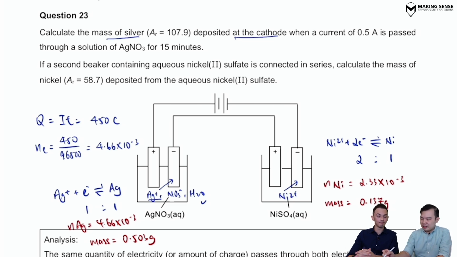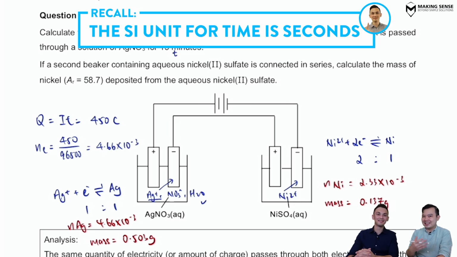Now, the question gives me my current I, as well as the time, which I have to be a bit more cautious about because the unit seems to be wrong. What's the unit again, Mr. William? Seconds. Must be seconds. It's like physics SI units, right?